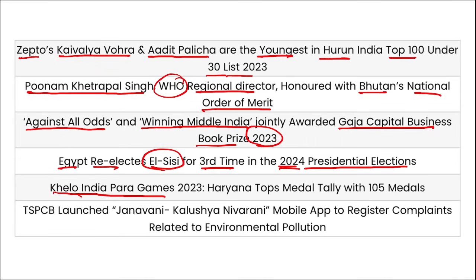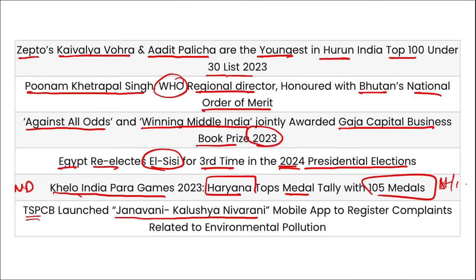Khelo India Para Games, this was the first edition, or the inaugural edition, and it was held in New Delhi, and here Haryana has topped the medal tally with 105 medals. And the last is Telangana State's Pollution Control Board has launched Janavani Kaushalya Nivarani. This is a mobile app to register complaints related to environmental pollution. Right? So friends, these were your important current affairs for the day.